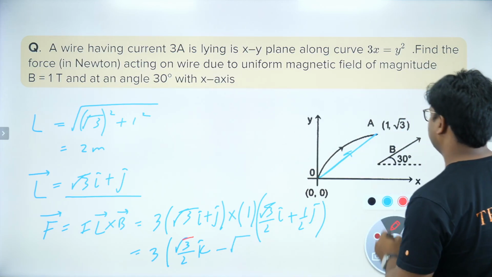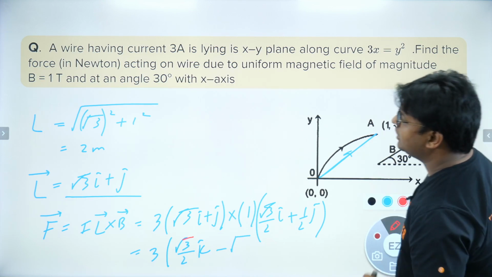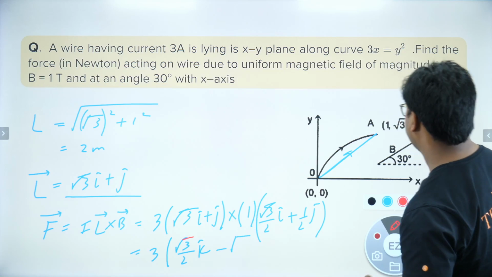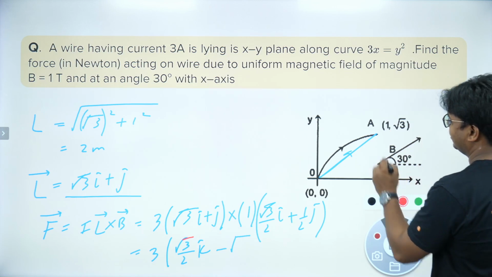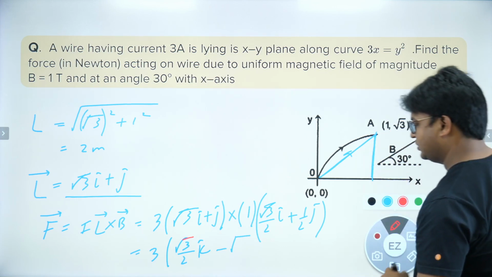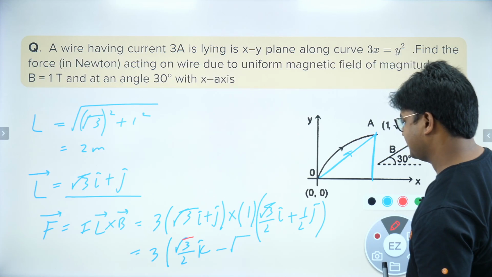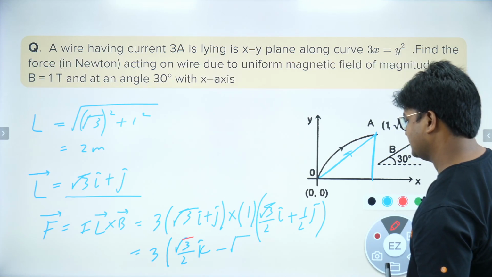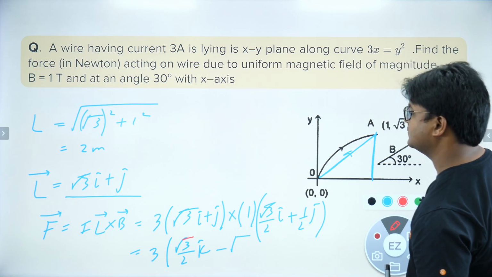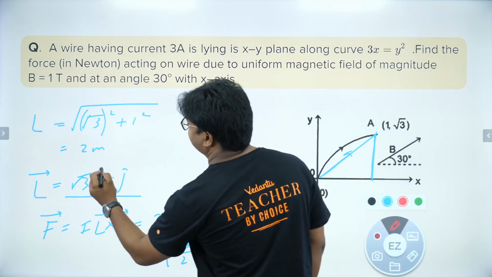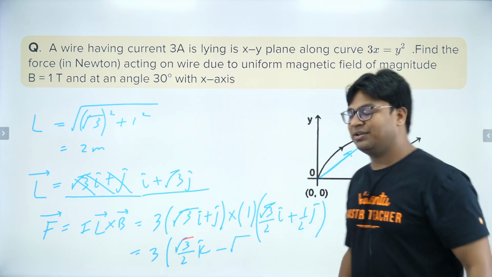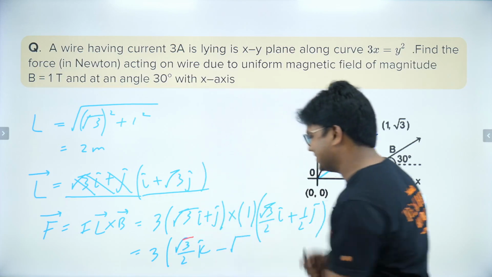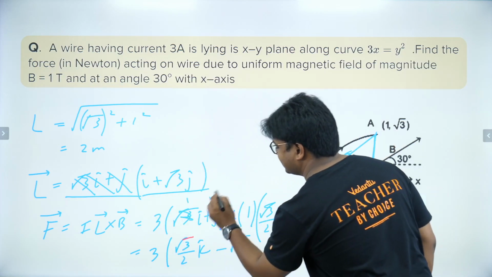Just a minute. Okay, I guess it will be 0 only, because this length becomes parallel to this magnetic field. The coordinates are 1, root 3. The y component is root 3 actually, not this one. It is i plus root 3 j. I'm seriously doing some mistakes here. So actually this will be 1 and this will be root 3.